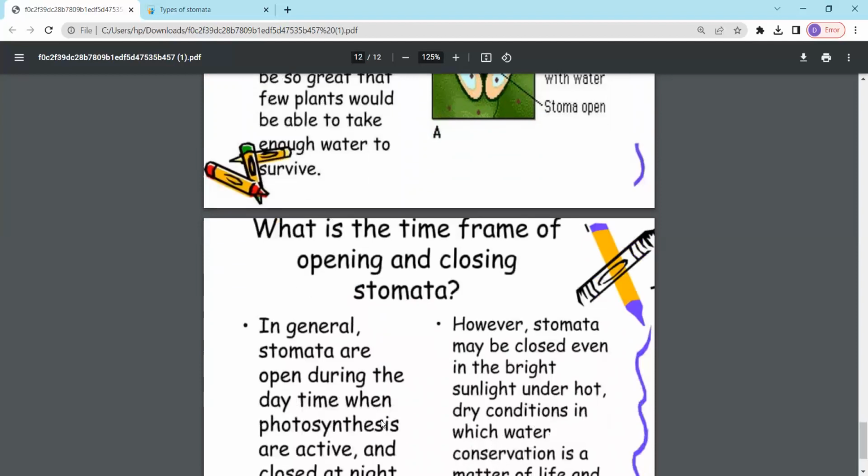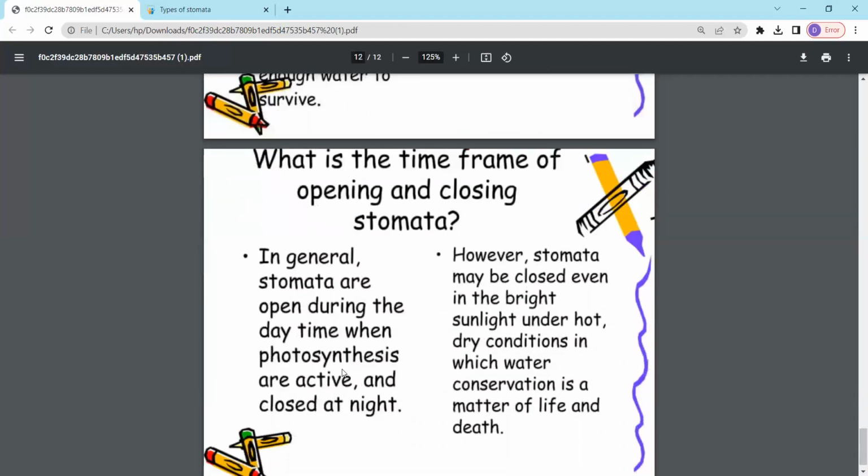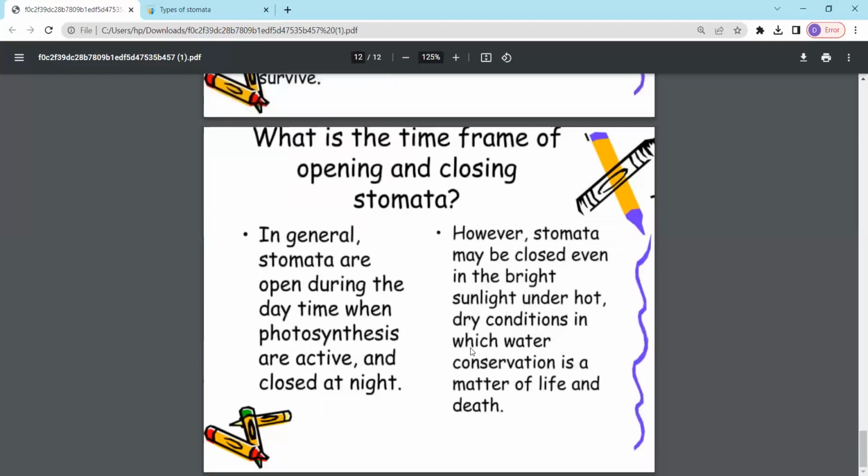So what is the time frame of the opening and closing of stomata? In general, the stomata are open during the daytime when photosynthesis is active, and closed at night. However, stomata may be closed even in bright sunlight, in high temperature, under hot or dry conditions in which water conservation is a matter of life and death. So generally stomata open during daytime and close during night, but in high temperatures or bright sunlight the closing of the stomata occurs in the daytime also, to conserve the water. So next one is types of stomata.